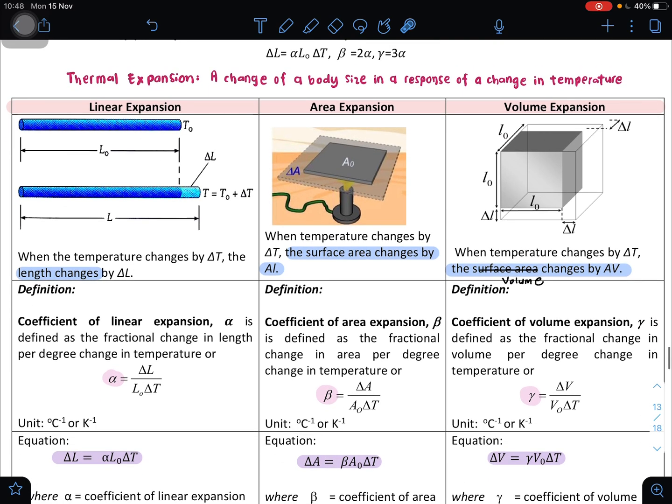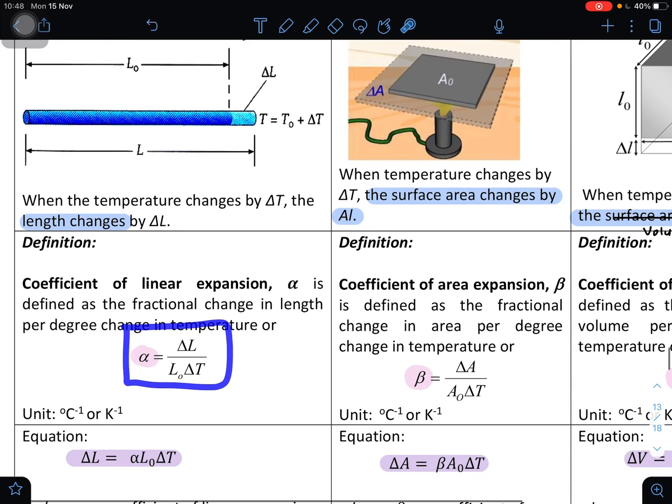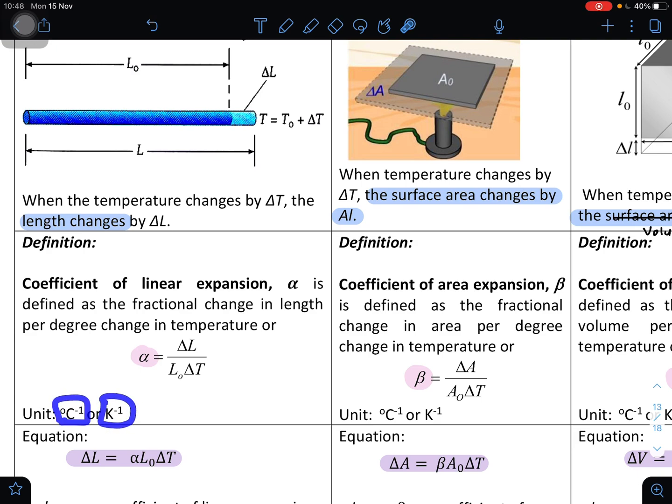So here we have a term we call coefficient of linear expansion, or we use alpha, where it is defined as the fractional change in length per degree change in temperature. Or we can write it down in terms of this formula, where alpha is equal to delta L divided by L0, where L0 is the initial length, times delta T. And the unit for alpha is per degree Celsius or per Kelvin.